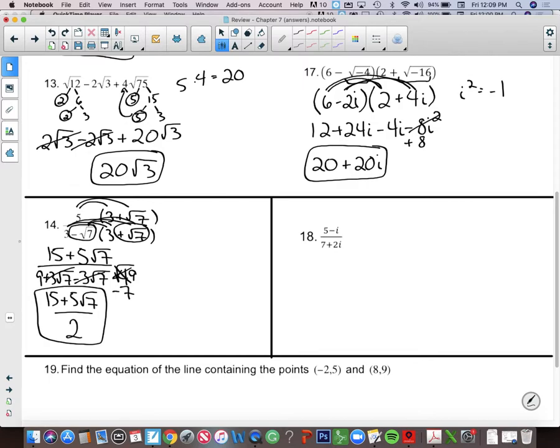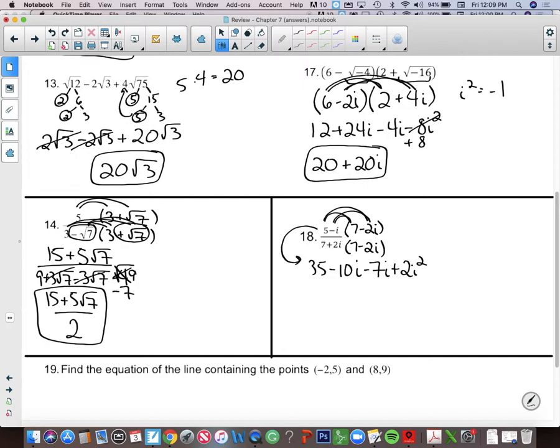Similarly with number 18, we have i's in there. So we're going to have to use conjugates again. So 7 minus 2i on the bottom and 7 minus 2i on the top. So the top, let's FOIL that one out. So 5 times 7, 35. 5 times the negative 2i, so that's negative 10i. A negative i times 7, that's a negative 7i. And a negative i times negative 2i, it's going to give me a positive 2i squared.